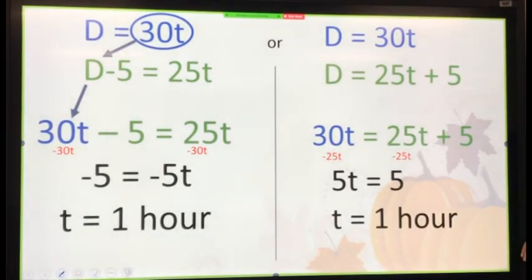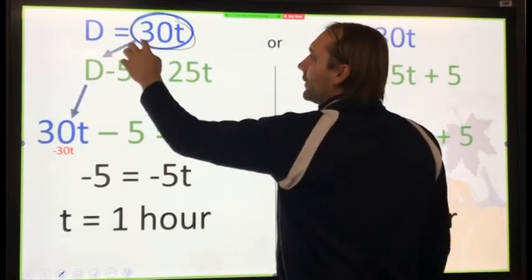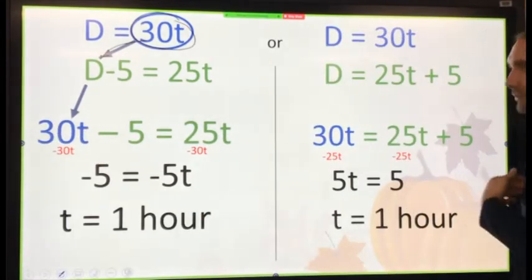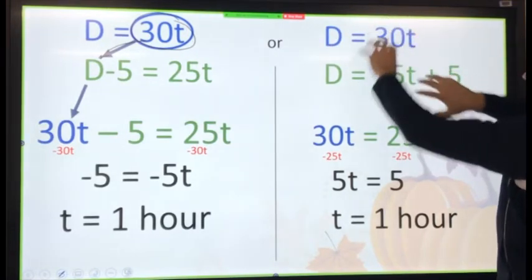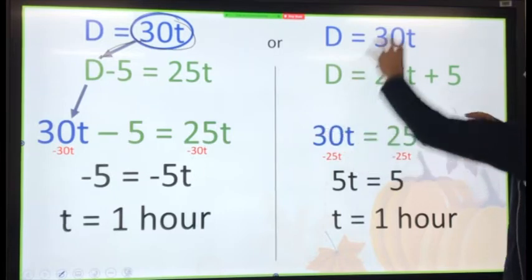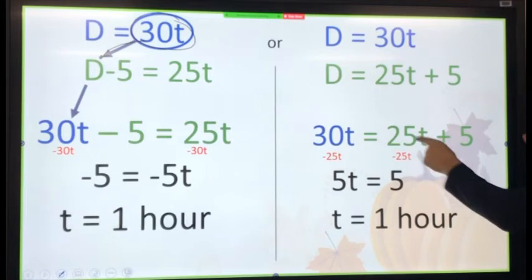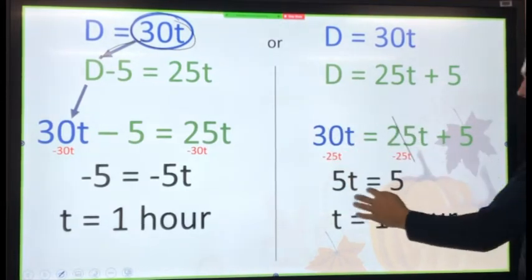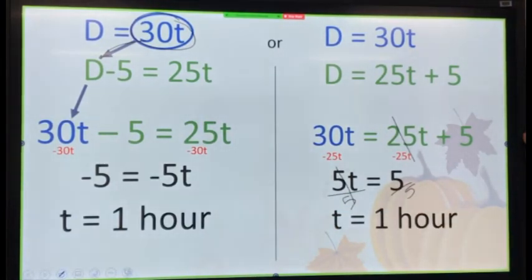Note that there's actually two ways you could have done this. You could have taken this and substituted 30T for D, like was done here, and then solved for T. Or really what I like to do, my preference, is to set them both equal to D, and then take those two and set them equal to one another. So I have 30T equals 25T plus 5, then solve for T. Minus 25T on both sides, that'll cancel. 5T equals 5, divide by 5 on both sides, T equals 1. So how long did it take for the ferries to be 5 miles apart? 1 hour.